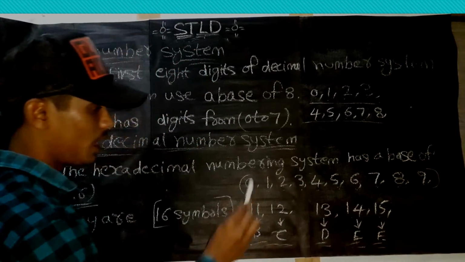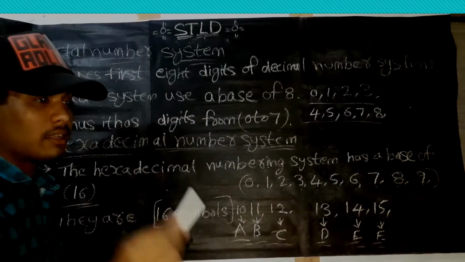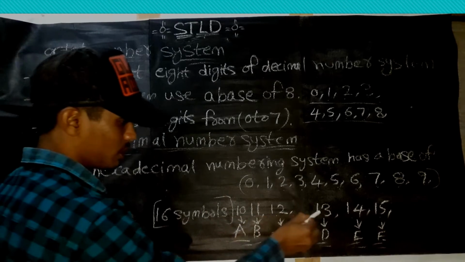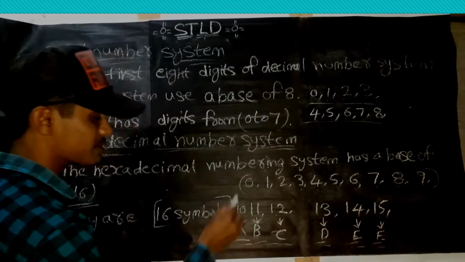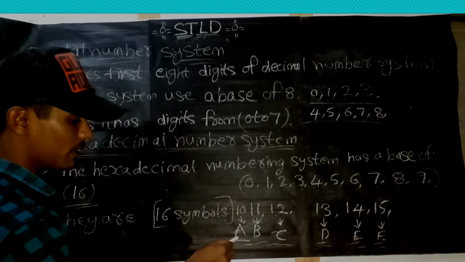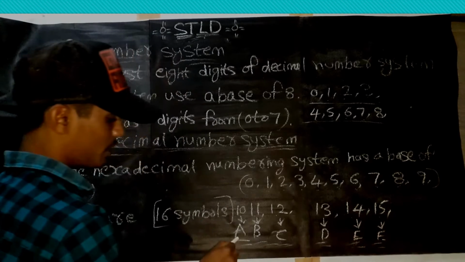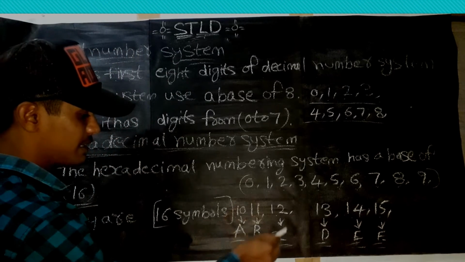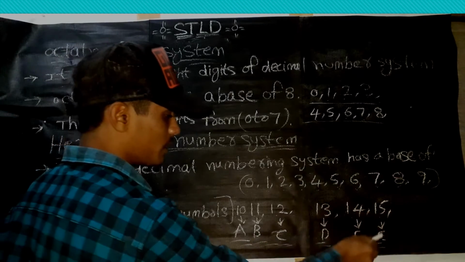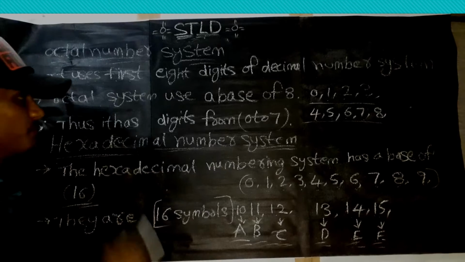These numbers are decimal numbers, but 10, 11, 12, 13, 14, 15 are represented in the hexadecimal number system by A, B, C, D, E, F. The A value is 10, B value is 11, C value is 12, D value is 13, E value is 14, F value is 15. This is the hexadecimal number system.